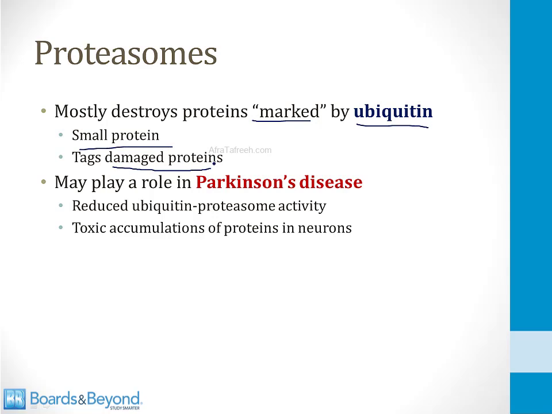And you should be aware that there's a lot of basic science literature that the proteasomes may play a role in Parkinson's disease. There is evidence of central nervous system cells having reduced ubiquitin proteasome activity, and this may lead to toxic accumulation of proteins in neurons.